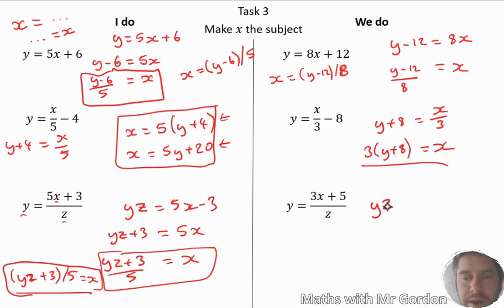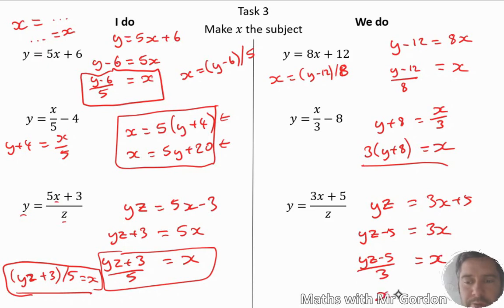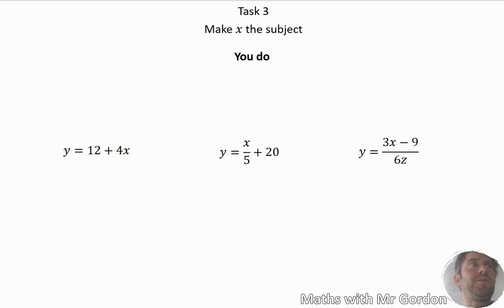So we get yz equals 3x plus 5. Now we're going to take away 5 from both sides. yz minus 5 equals 3x. And finally, we're going to divide both sides by 3. yz minus 5 over 3 equals x. Again, on a computer, you might write this as x equals yz minus 5 all over 3. Here are similar questions for you to do and your teacher to mark.